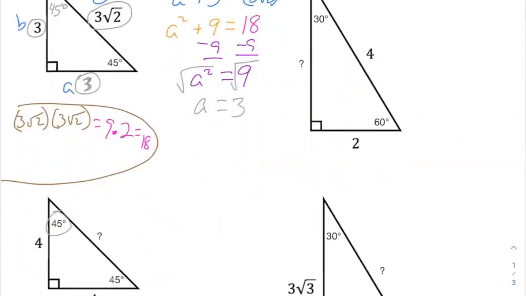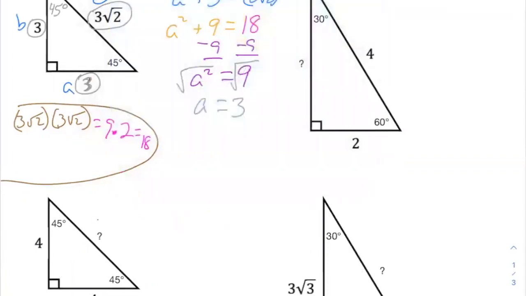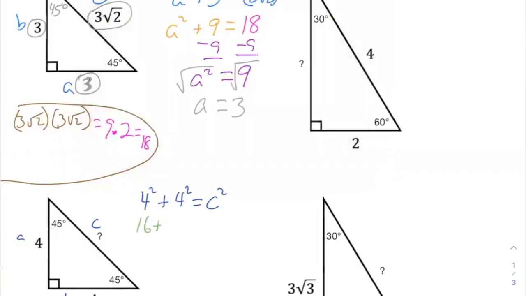Let's look at the triangle below. Well, this is another 45, 45, 90 right triangle. Sweet. So let's deal with this one. The c will be the question mark, because that's the hypotenuse. And now the a and the b are the 2 legs. So we have 4 squared plus 4 squared equals c squared. Okay, let's square our 4s. 4 times 4 is 16. 4 times 4 is 16.